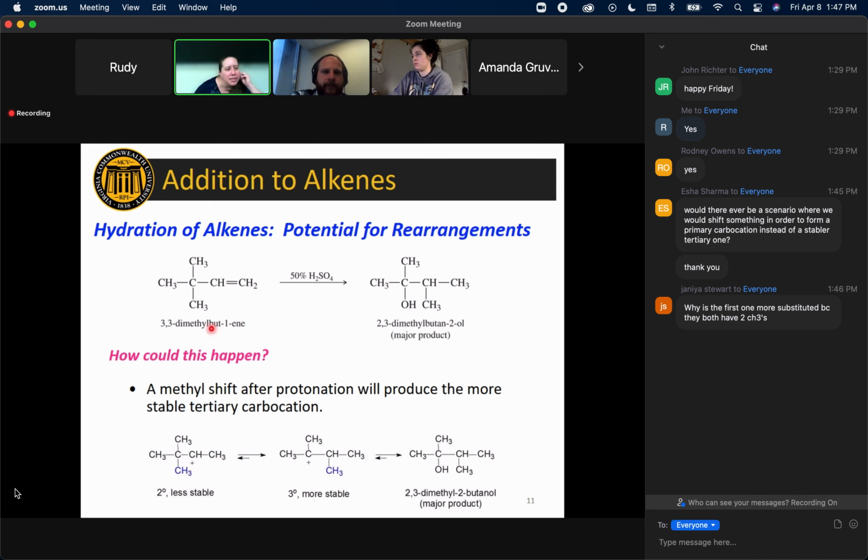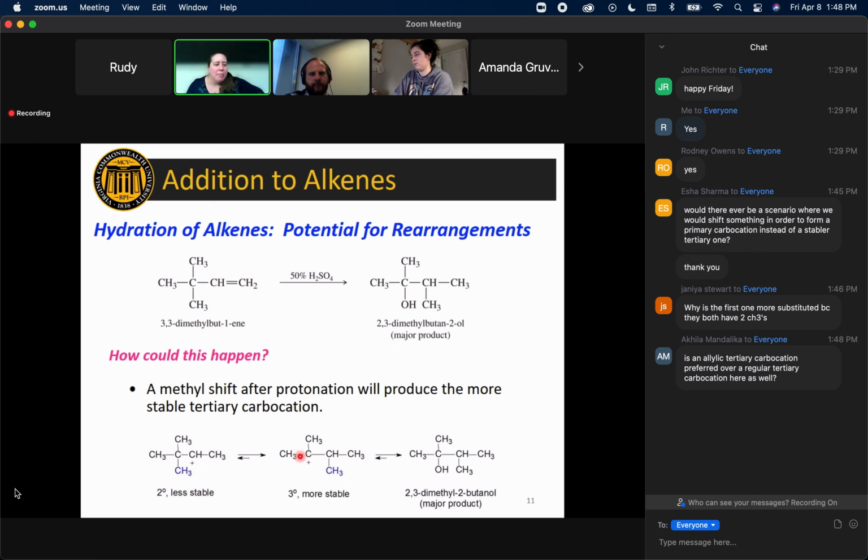Before I move on, I see there's a question in the chat box. Why is the first one more substituted? Because they both have two methyl groups. Okay, so in this case on the far left, our carbocation is a secondary carbocation. This carbon is bonded to two other carbons. And then after we do the shift, we have a carbocation that's bonded to three carbons. And so this is a tertiary carbocation in the middle.